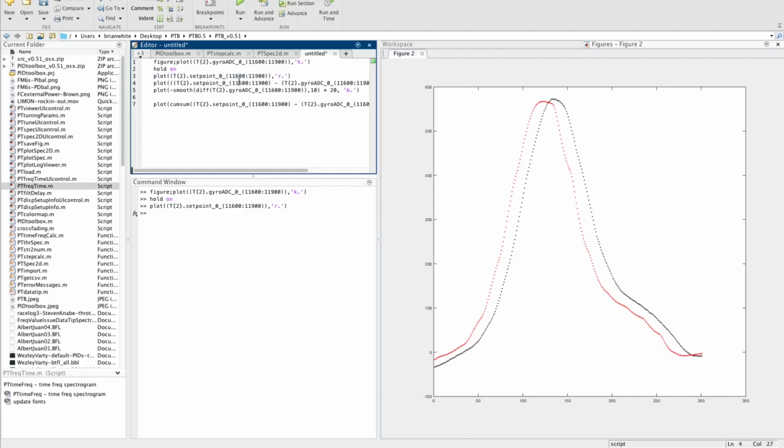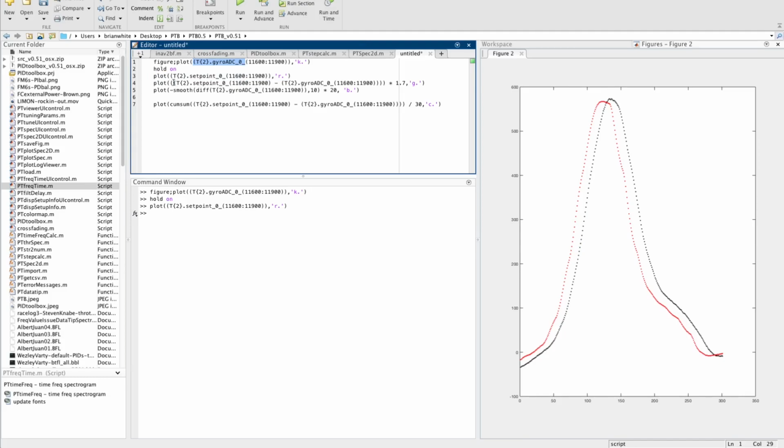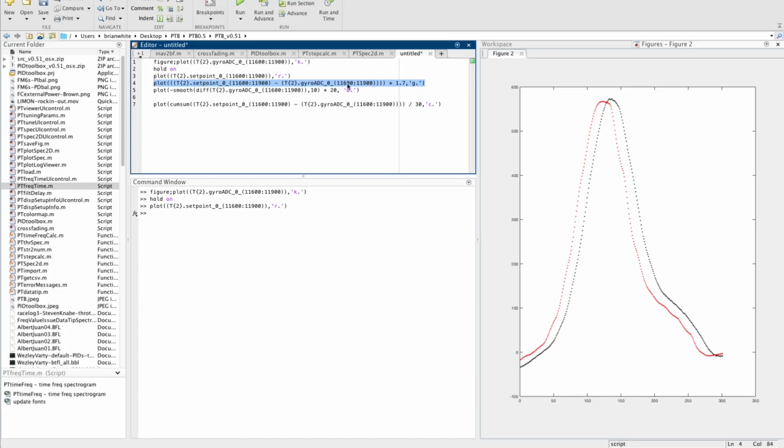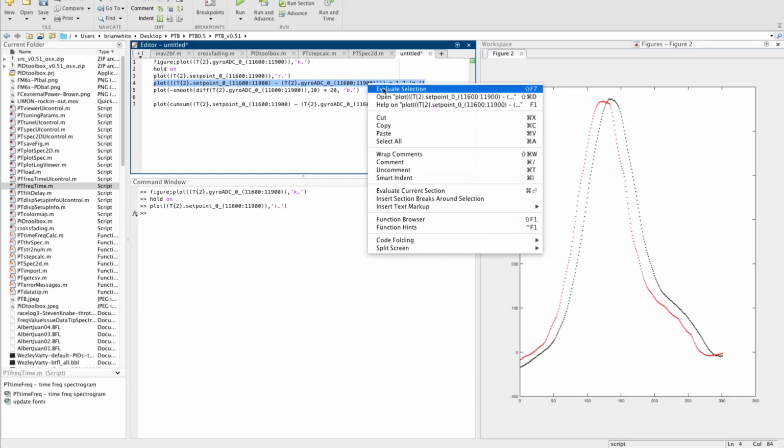So what I've done here then, all I'm doing here is I'm taking the set point for those sample points that represent this time in the log file. That's what these numbers represent. And I'm subtracting from it the gyro or roll at that same time. So we're basically creating the P term from this. And so I'm just going to run that.